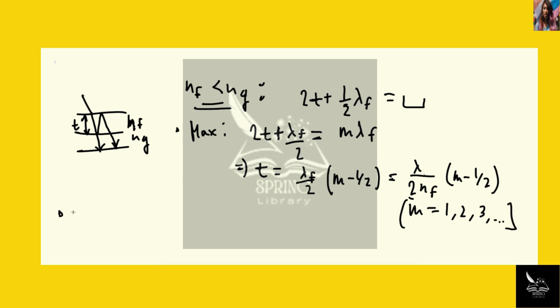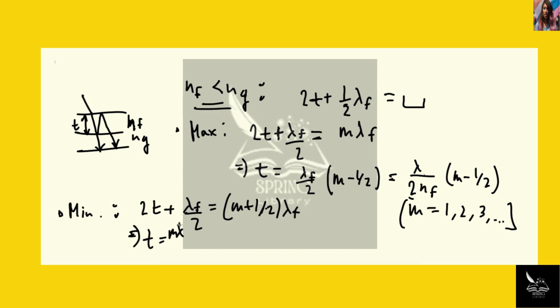And then for minimum intensity, you have destructive interference. So you have 2t plus lambda_f over 2 is equal to (m plus 1/2) times the wavelength in the film. And so here t is m times lambda over 2 times n_f, where m is 0, 1, 2, and other integers.